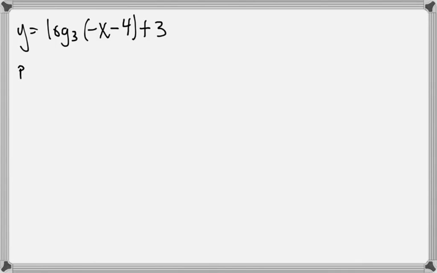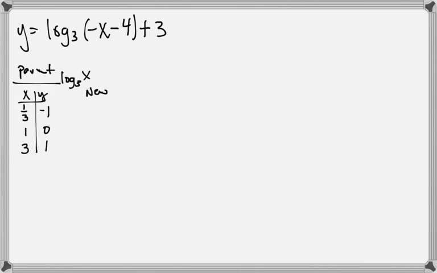The parent, you're going to have x and y. The parent is just going to be log base 3 of x. So we're going to have 1/3, 1, and 3 for x, and -1, 0, and 1 for y, just like always. When we go to do the new one, I'm going to give you a different idea how to do it. Easier, less work to do, so better on both accounts.